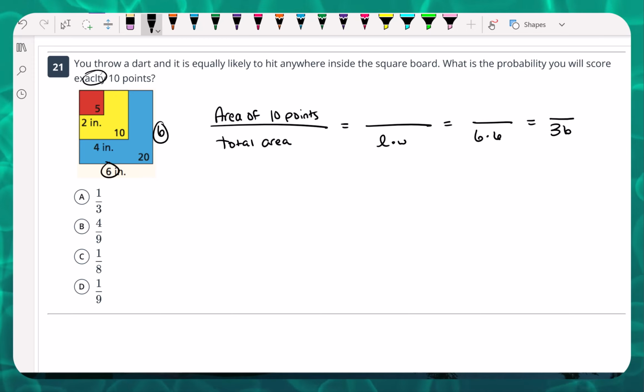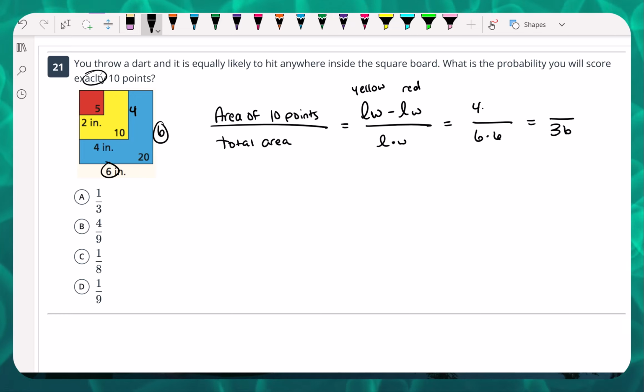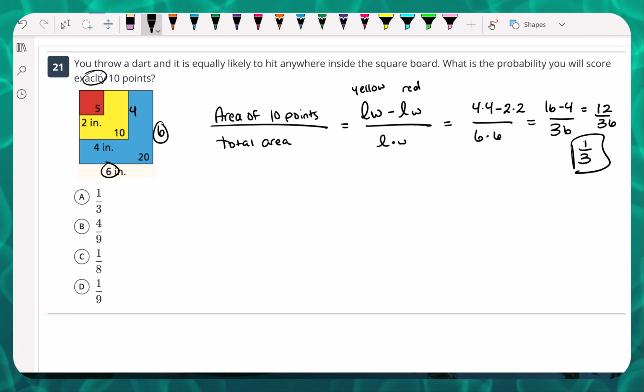Okay, we got the denominator out. The area, 10 points. Now, this is a little bit more complicated. So you actually have a 4 by 4. So you're going to start with the length times the width of the yellow, but then you have to subtract the length and the width of the red. So this is yellow, and this is red. So the yellow one is 4 times 4, and then the red one is a 2 times 2. So that was going to be 16 minus 4, which is 12 out of 36, which winds up being 1/3.